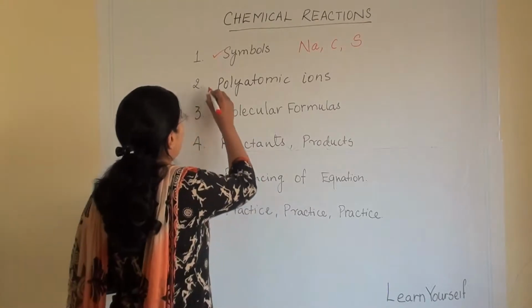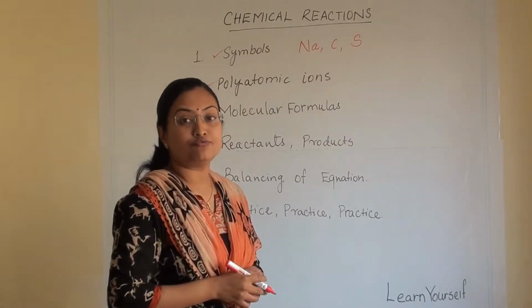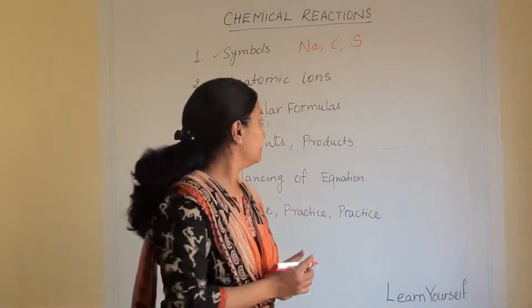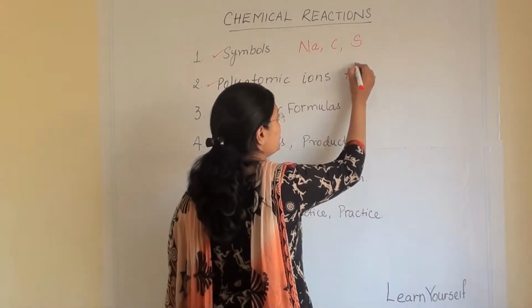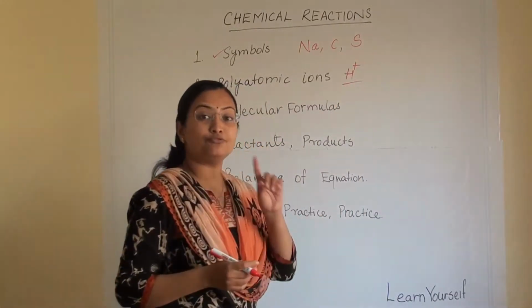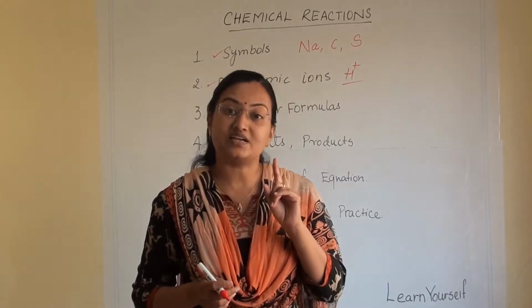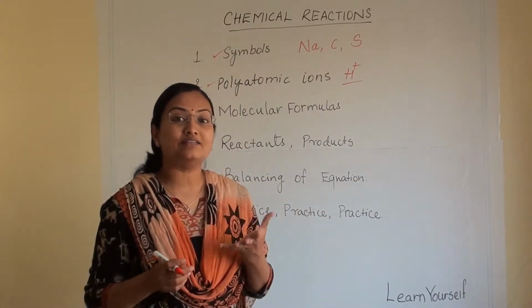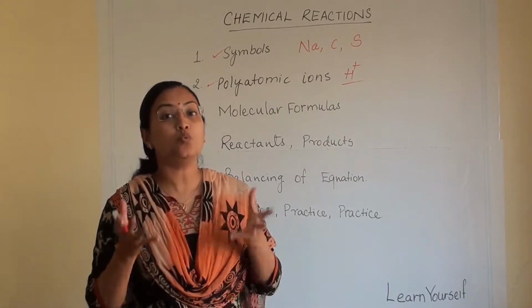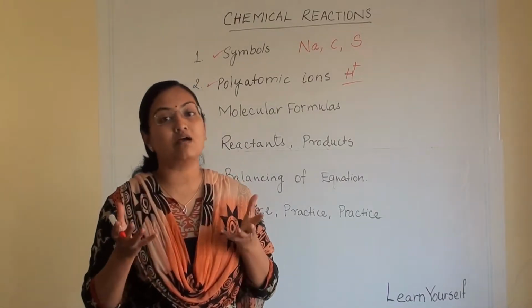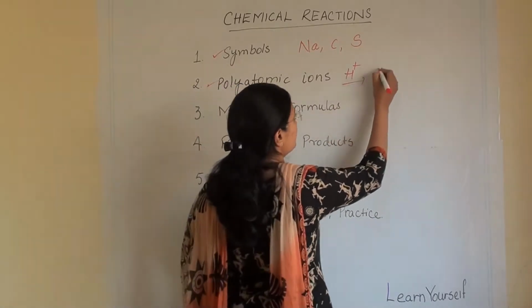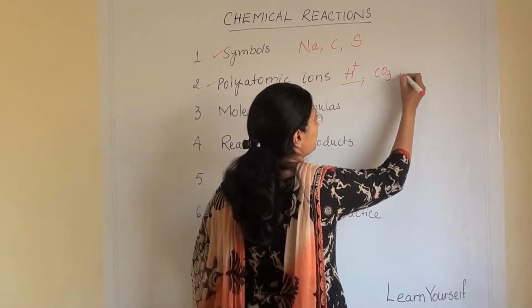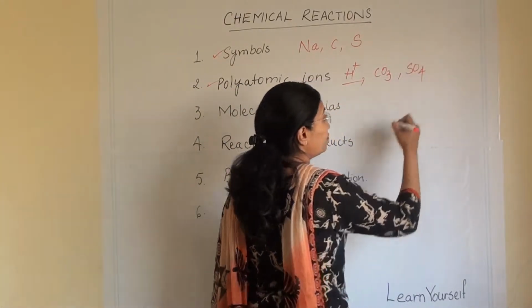Second, polyatomic ions. First of all, what are ions? For example, H+, but it consists of only one atom. So that is an ion. When we are talking about a polyatomic ion, that means more than one atom makes the ion. For example, CO3. For example, SO4.